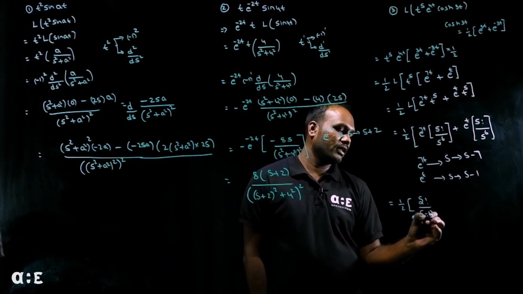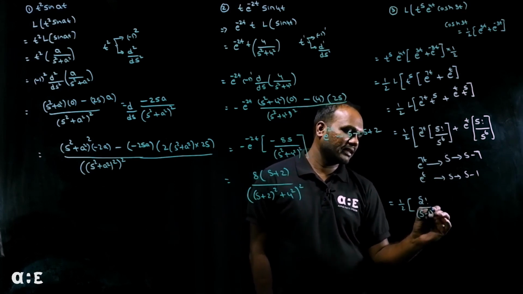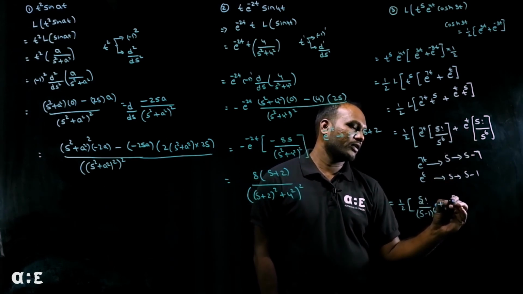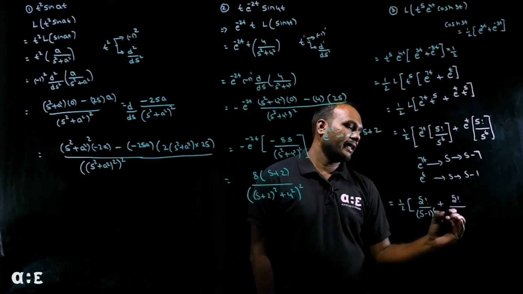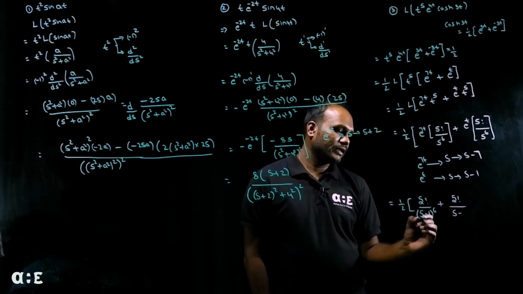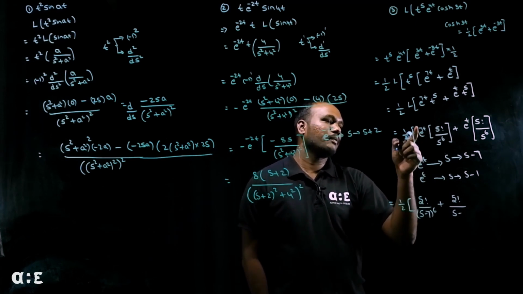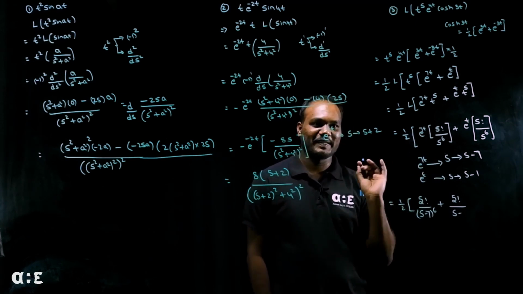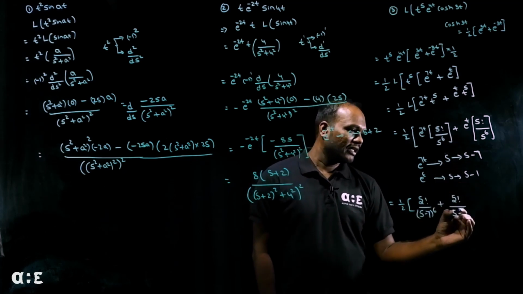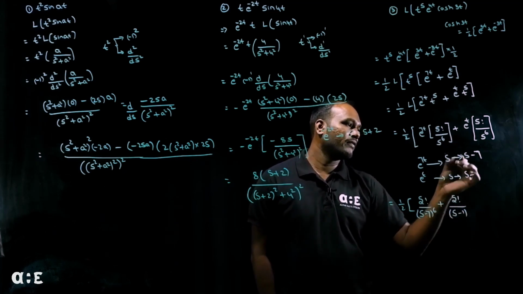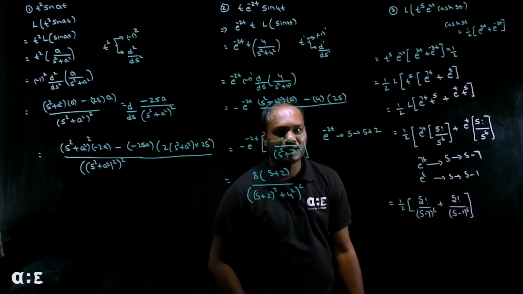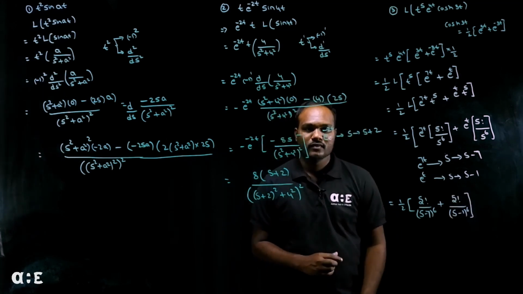So I get half times, I'll get 5 factorial over, in place of s, what I substitute? S minus 1 whole power 6 plus, here I'll get 5 factorial over s minus, oh sorry, I made a mistake here. Here I had to substitute s minus 7 because e power 7t coefficient now. Sorry, my bad. So in place of s, I substitute s minus 7, and here I need to substitute s minus 1 whole power, how much is it? 6. This is the final answer. Is that cool?